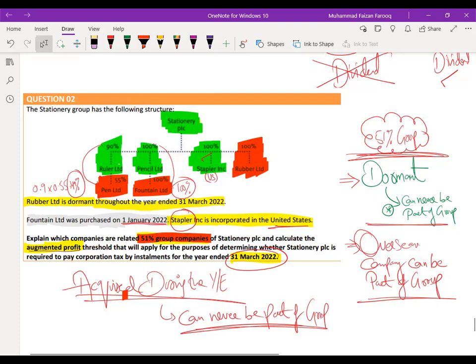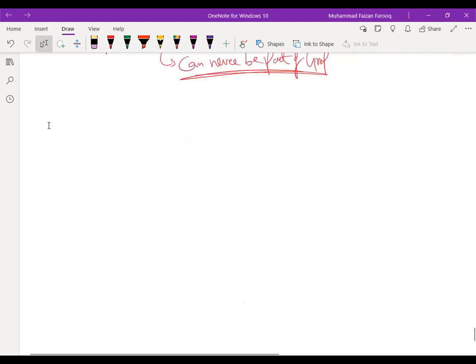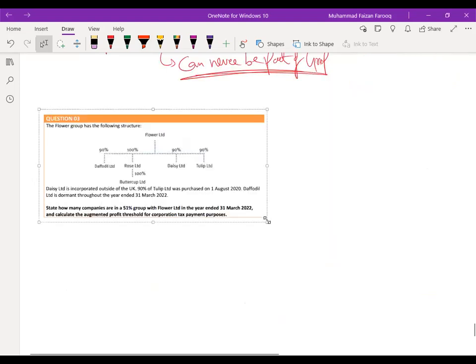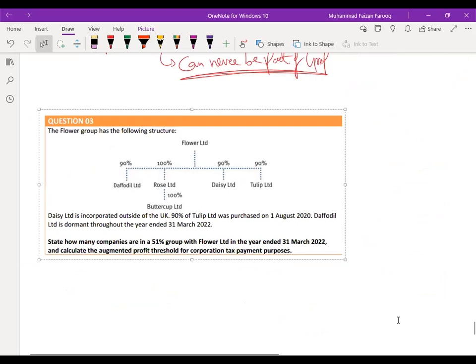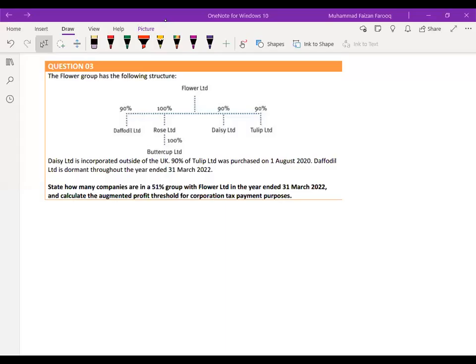Okay, note it down. Now I need you to tell me the answer of this question, which is Flower Limited. I need you to try it, please. Just tell me which is the 51% group.